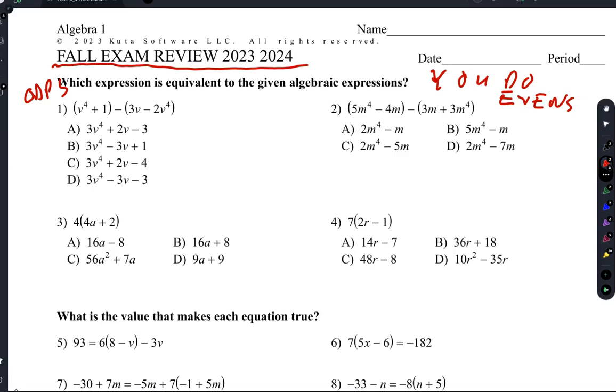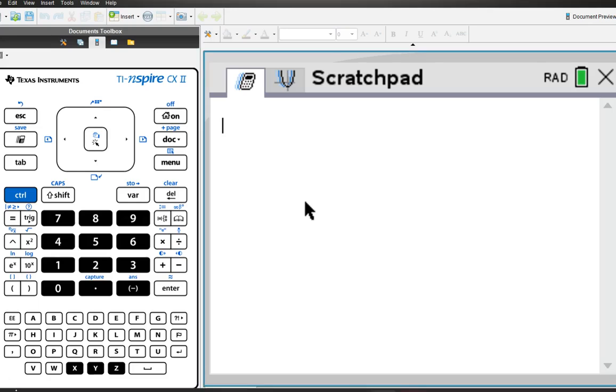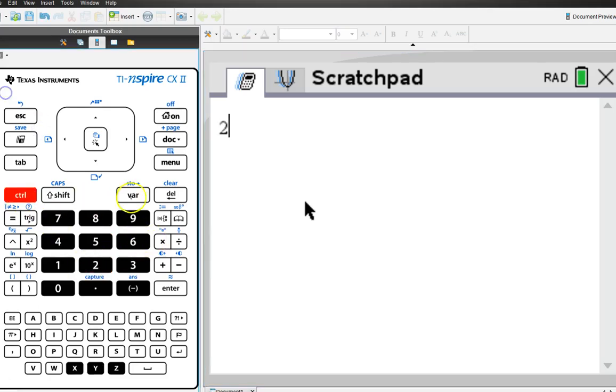The only letter in this problem is V. So I'm going to take 2 and store it for V and then type this in. So I'm going to go to my calculator. I'm going to store 2 as V. And now I'm going to type in the problem.